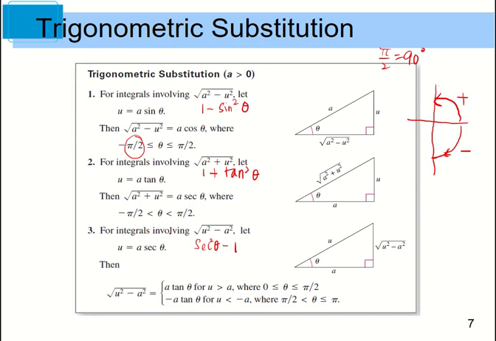However, for secant theta, if u is greater than a, we are going to use 0 to 90 degrees. And if u is less than negative a, then we are going to use the angle between 90 and 180 degrees. We are going to check this one later.